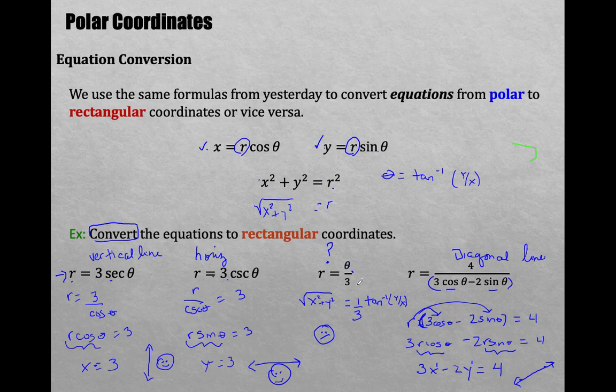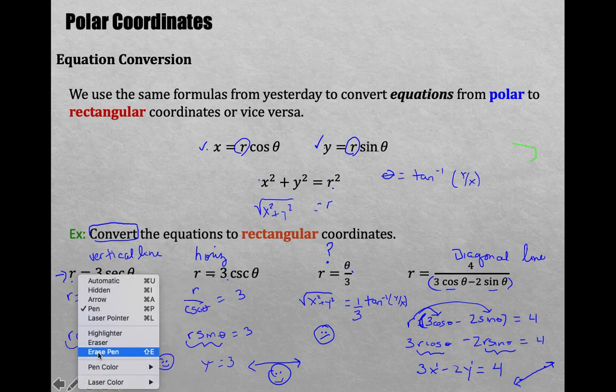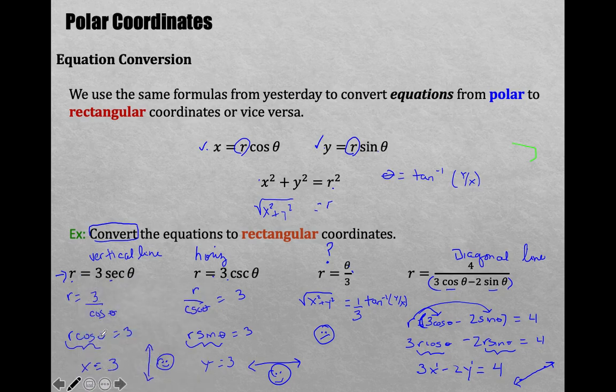Now, I started off yesterday's video saying one of the reasons why we want to use polars, perhaps in the future, is that we have a way to represent what looks like a function, what's not a function, in a function type equation where I have an independent and a dependent, right? A vertical line is not a function, but a horizontal line is, right? A horizontal line is a function.